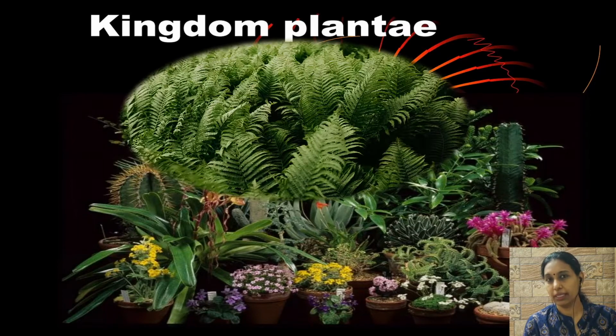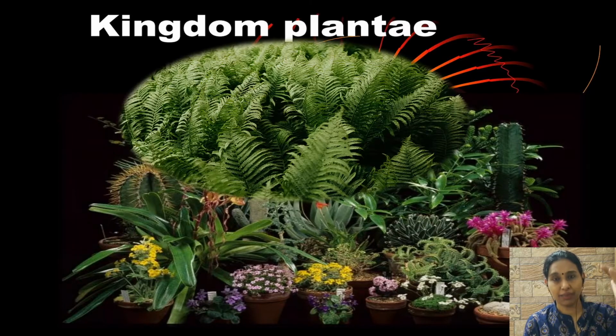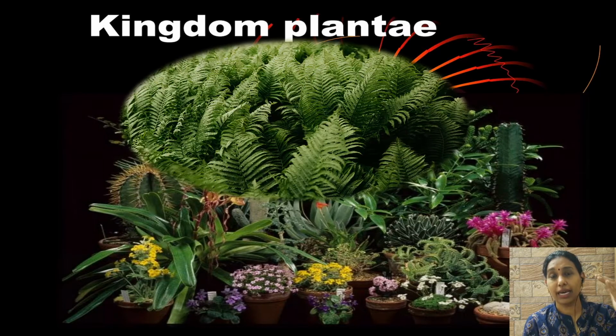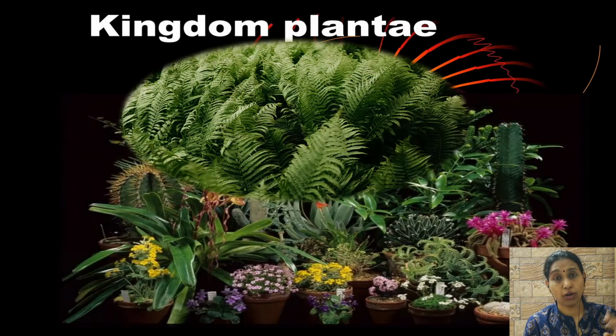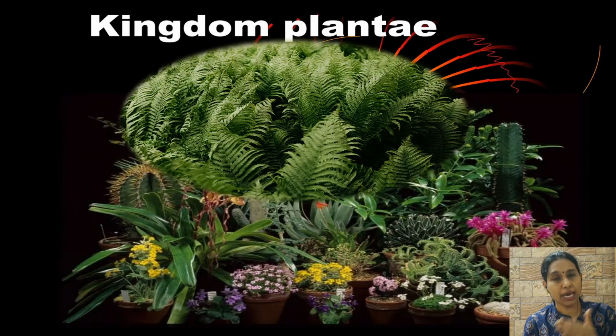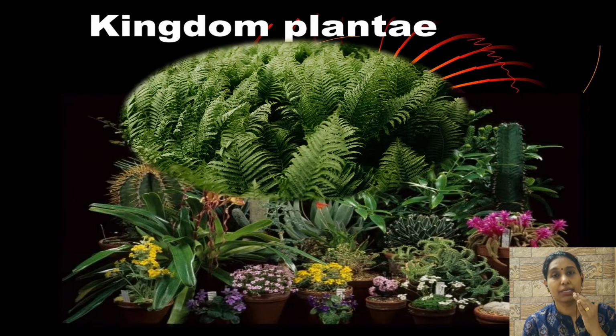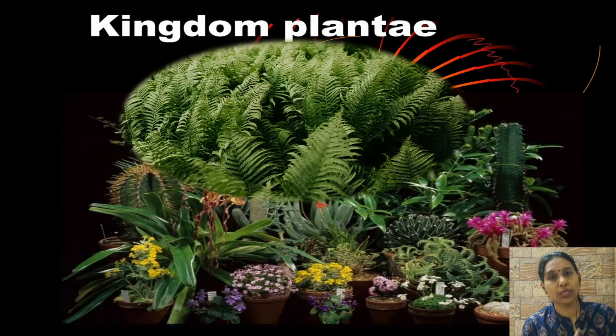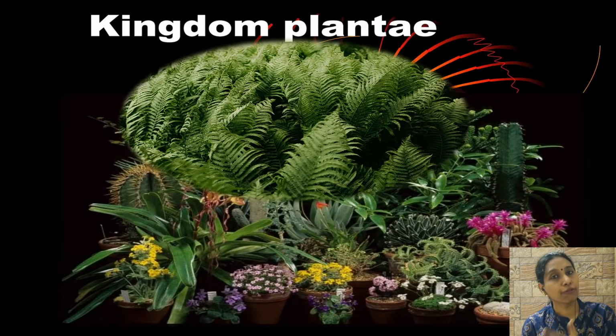As you remember, the first three divisions were the simplest plants and they did not have any reproductive organs which were visible. So now we are going to learn gymnosperms and angiosperms, which have the seeds or flowers which are visible, and they come under phanerogames.